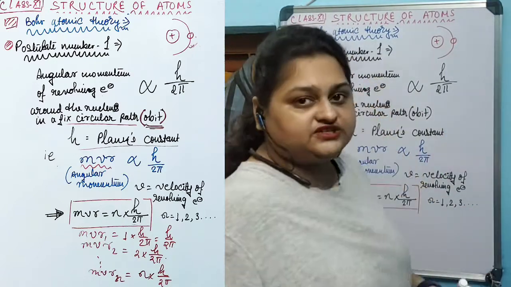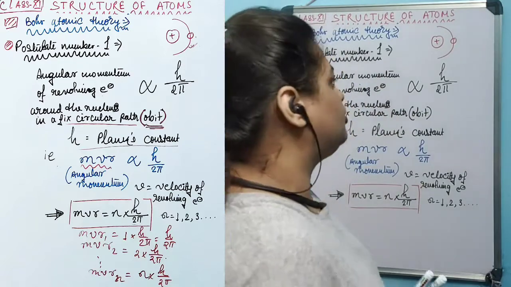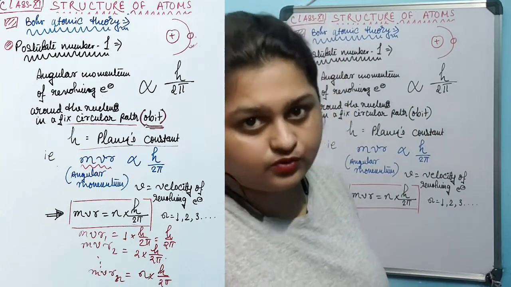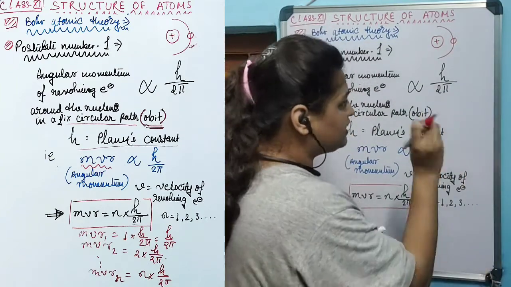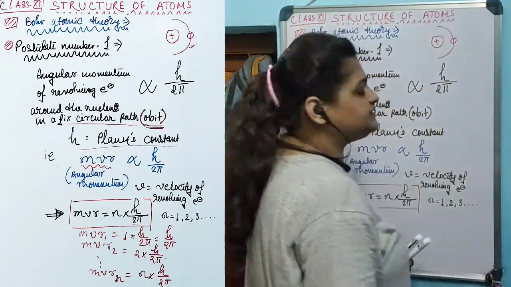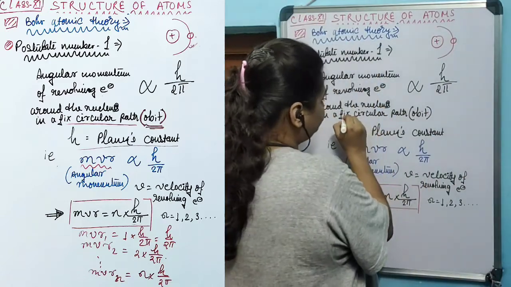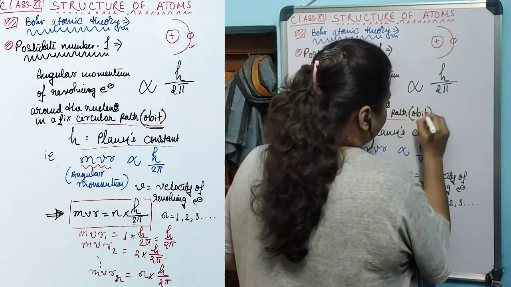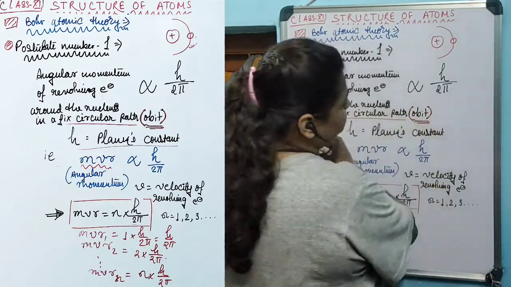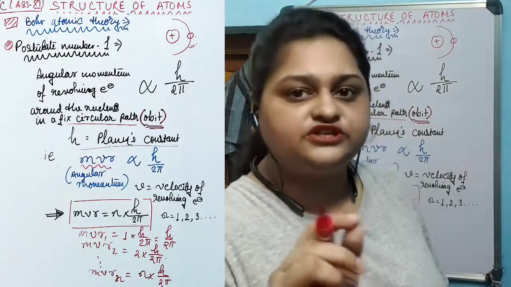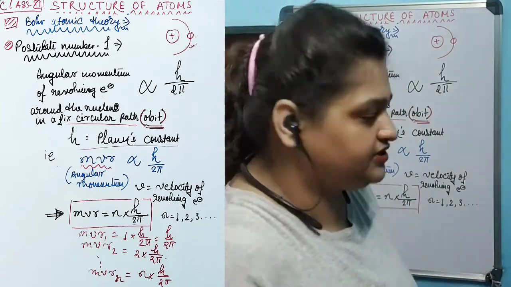What Bohr suggested is that the revolution of the electron around the nucleus cannot happen in just any circular path. The electron must revolve around the nucleus in a specific circular path, and those specific or fixed circular paths are known as orbits. He termed those fixed circular paths in which the electron revolves around the nucleus as orbits.